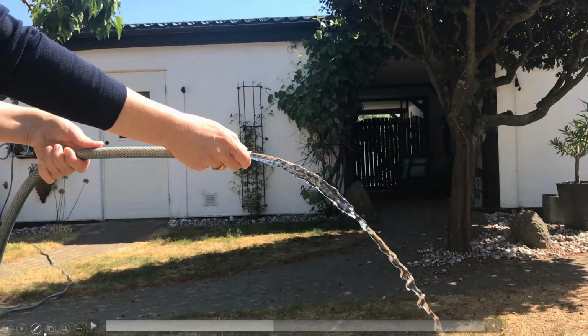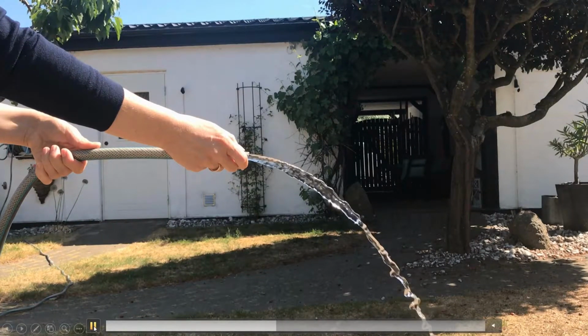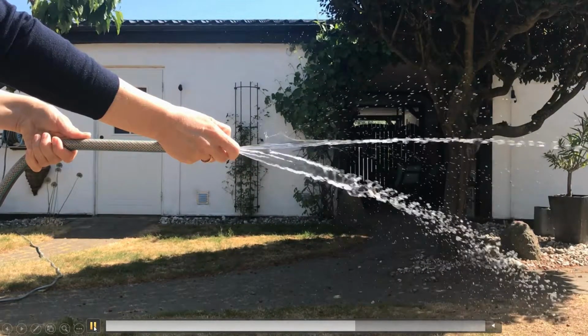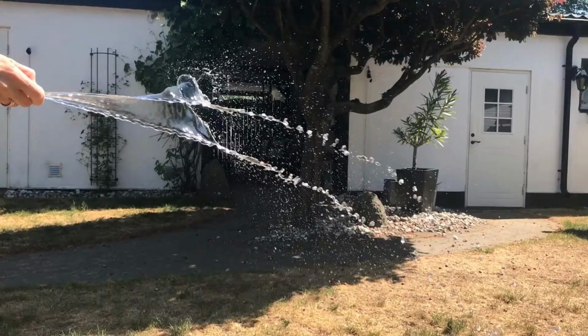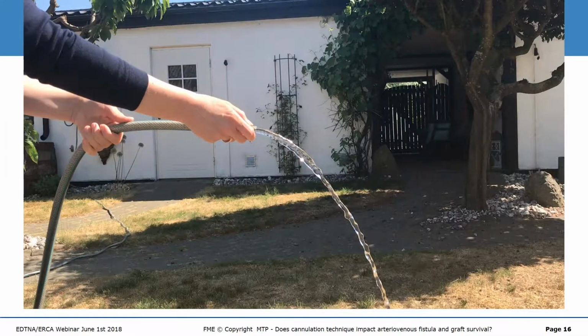But what happens if you put pressure on the tube? Can you see? Immediately the pressure is increasing and therefore the speed is increasing. So this is what's happening inside the venous part of the vascular access. If you use a needle that is too small for the amount of blood that should pass through, obviously you have an increase of pressure and an increase of speed.